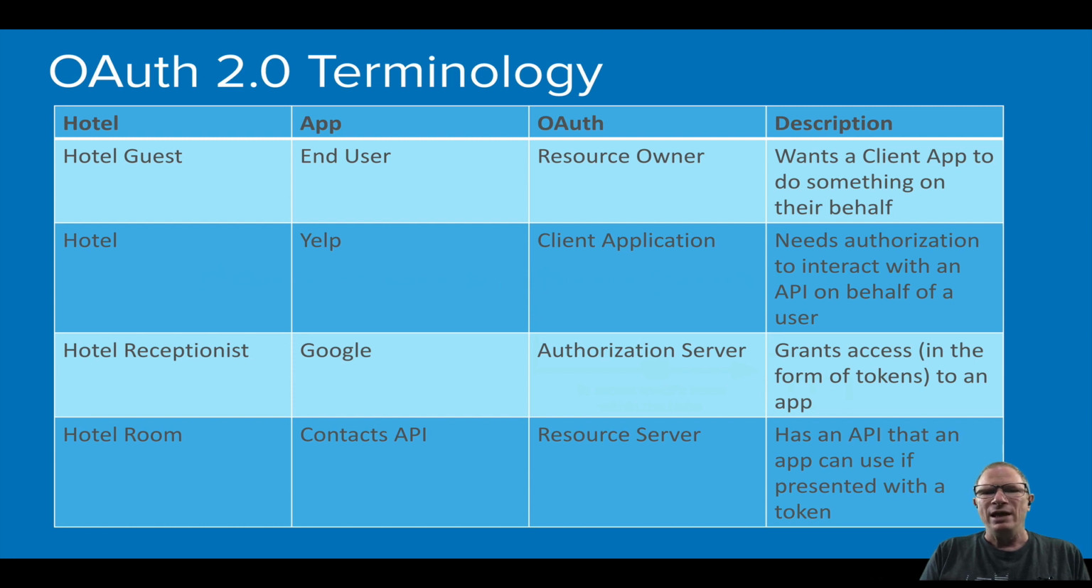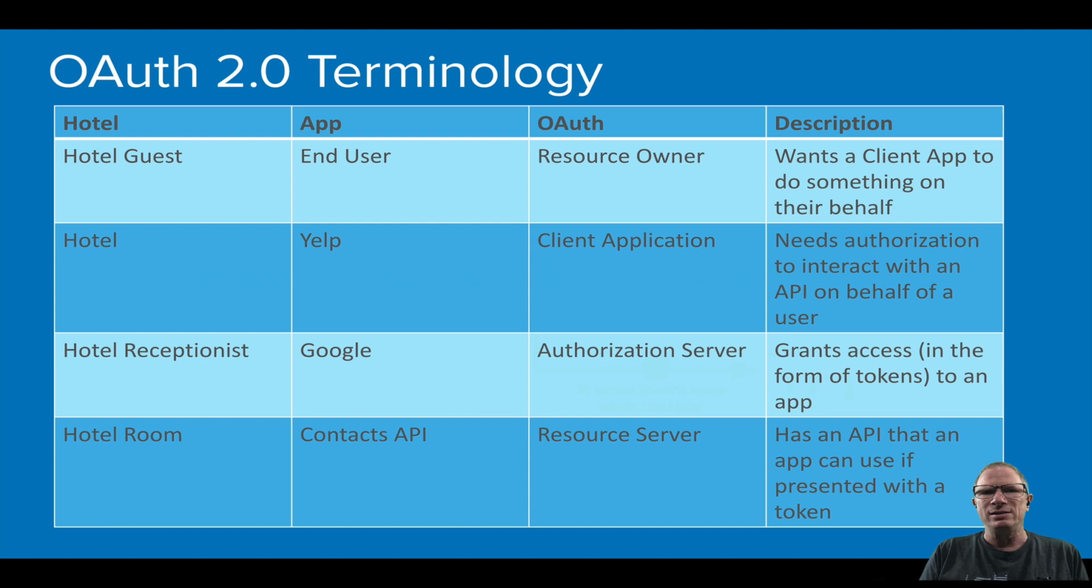of a user. And it's the authorization server that grants access in the form of tokens to an app. So the dance here is I grant access to Yelp to get an access token from Google in order to be able to interact with the Contacts API on my behalf.